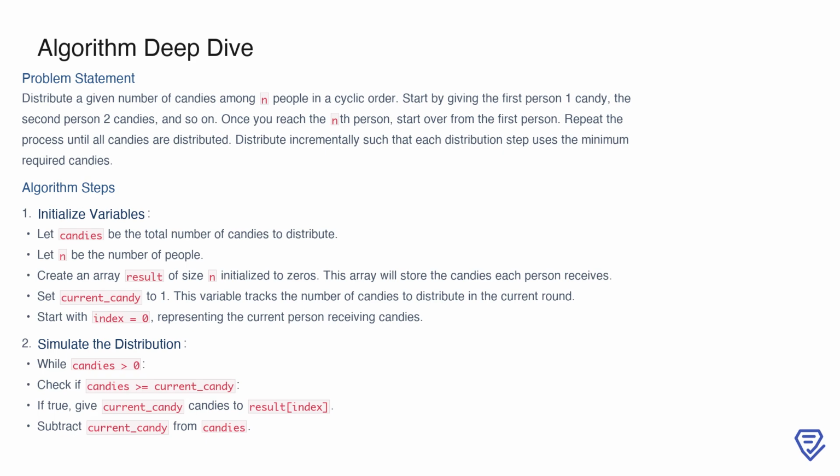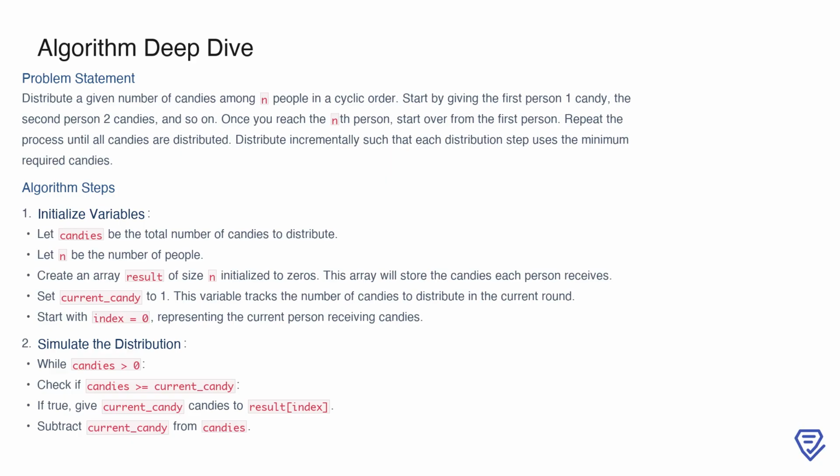are allocated. To solve this, we initialize a few variables: candies to represent the total number of candies available, n as the number of people, and an array result of size n initialized to zeros to track the candies received by each person. We also define current_candy as the amount to be distributed in the current step, starting at 1, and index to determine which person receives candies in each step.